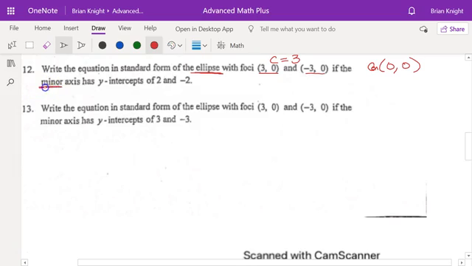This word right there, that's very important. Okay? If the minor axis has y-intercepts of 2 and -2, how far is this away from the center? 2. Which letter is that for the minor axis? B. That is B. So B equals 2. And finally, we just need A.